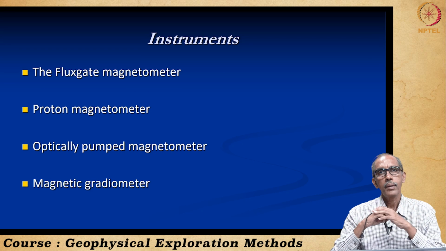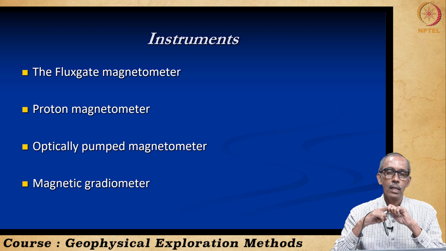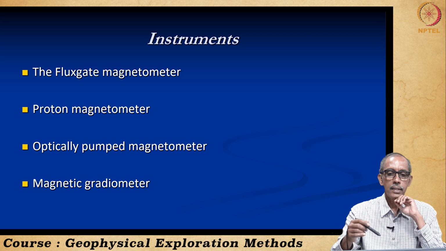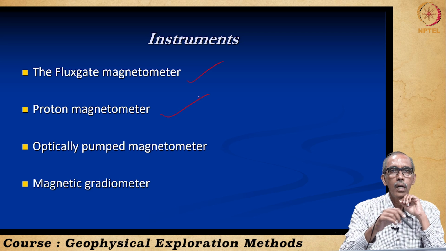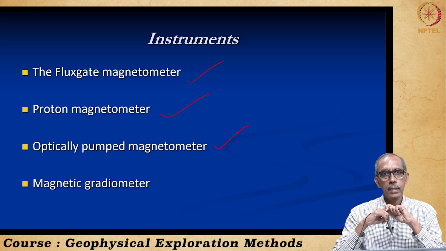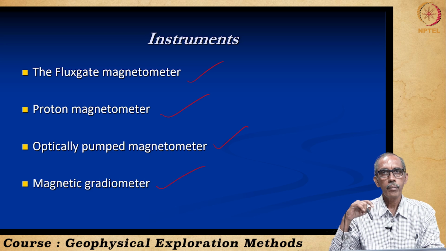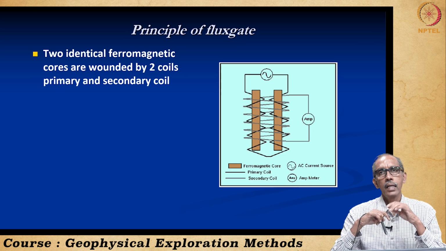There are different types of magnetometers. We will briefly touch upon these types. They are the flux gate magnetometer, the proton precision or proton magnetometer, the optically pumped magnetometer, and lastly the magnetic gradiometer. These are the popular types of magnetometers that I have included here. Let us briefly see their functions. The first one is the flux gate magnetometer.